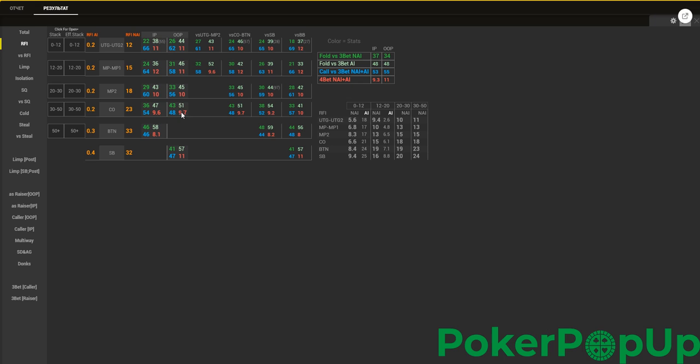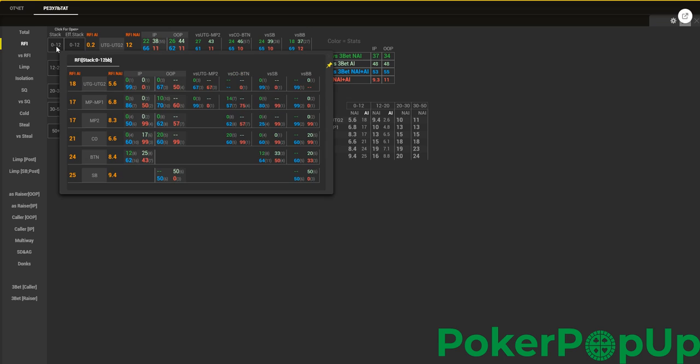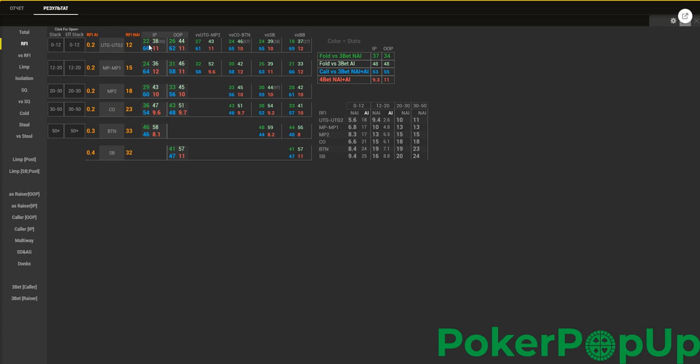If you have a large enough sample, you can have a look at your opponent's play by position, against specific positions, or total stats. For cutoff, let's say, here you can see his in position and out of position play. You also have additional blocks here, split by stack sizes, how the player open raises in various stack sizes, non-all-in and all-in. But here comes the most interesting part.